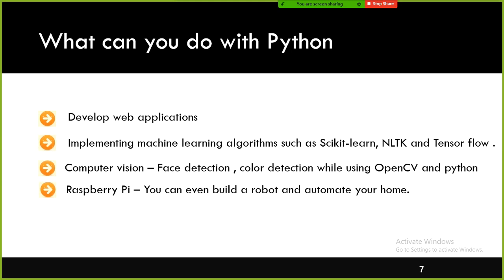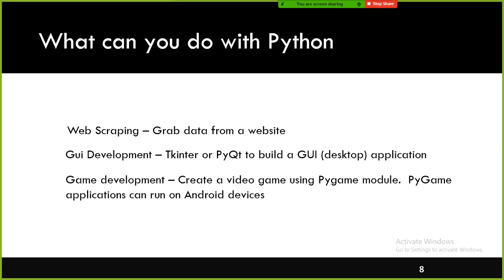And also Raspberry Pi. Raspberry Pi can be used as the brain for a robot in order to perform various actions or to react to the environment. The coding on a Raspberry Pi can be performed using Python. And web scraping, I said, right? If you need to grab data from a website, but the site does not have an API to expose the data, you can use Python to scrape the data.